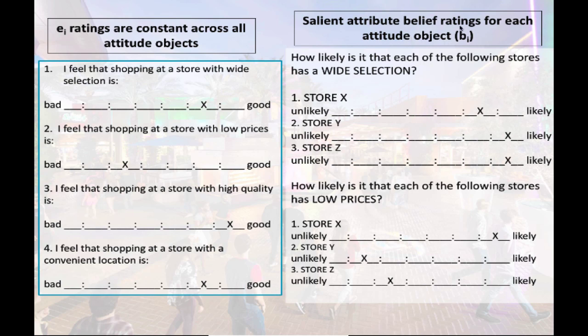So this is the only thing that's going to change in our computation of the attitude, the belief. The evaluations, we will use the same evaluation scores for all the stores, but for each store we must use its belief rating for the salient attributes that that particular store possesses.